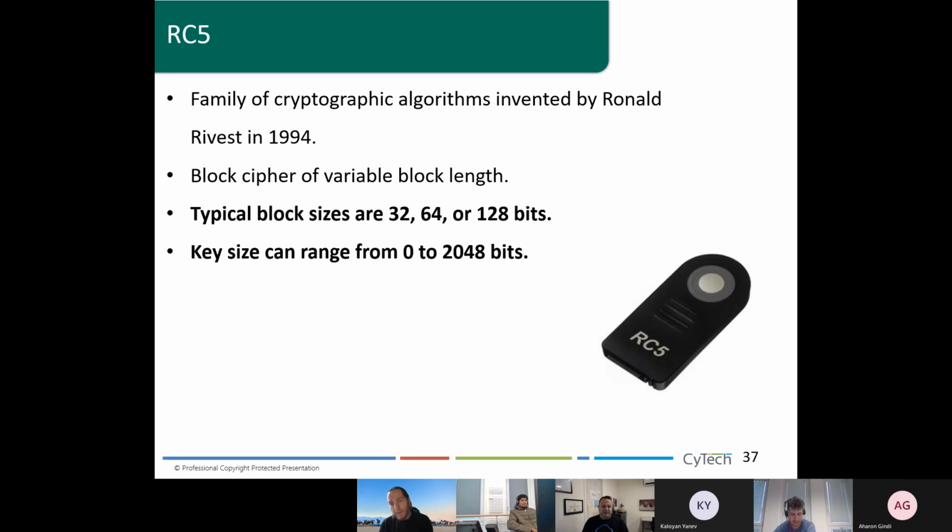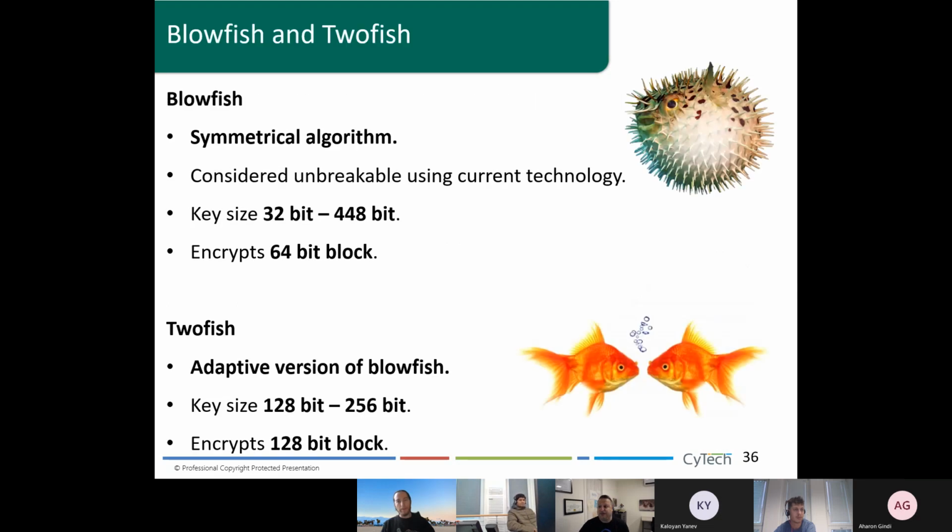You say that it's unbreakable. Why is it not used today? No, it's used today. Blowfish and Twofish are used today with streaming videos and whatnot. Yes, they use that. They mainly use Twofish today. Okay. Also in combination with AES for disk encryption. Yes. So they don't use it, for example, in VPN, but for other things. Right.